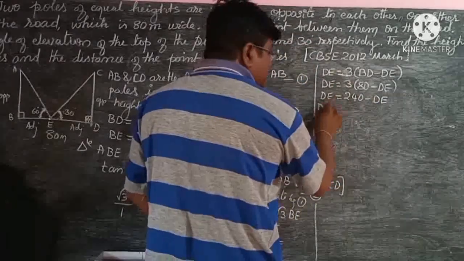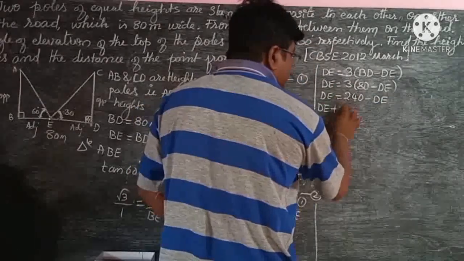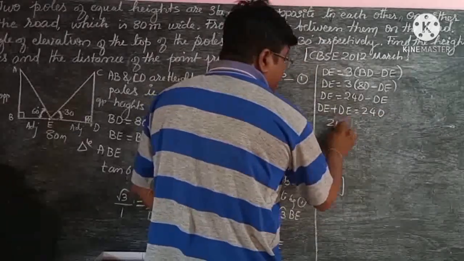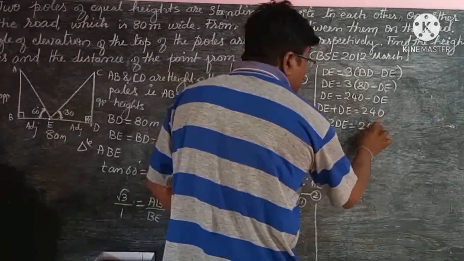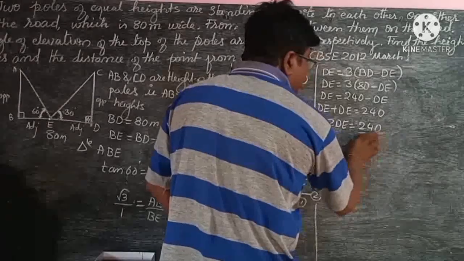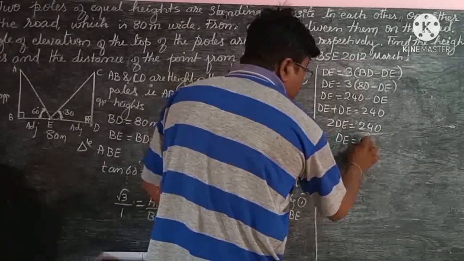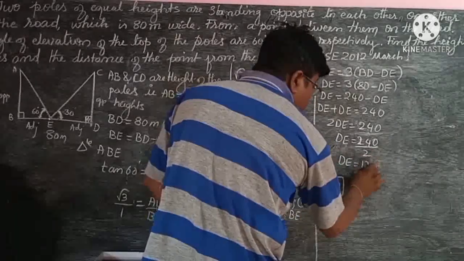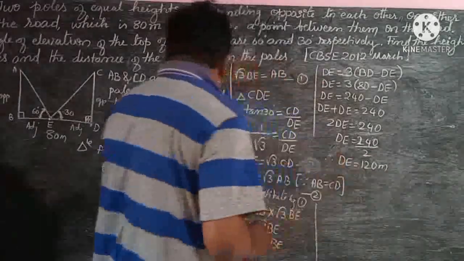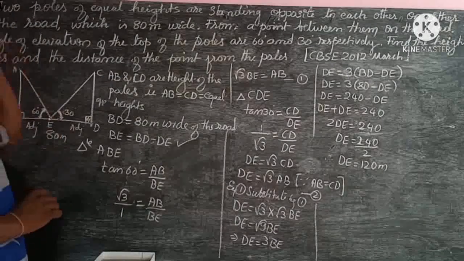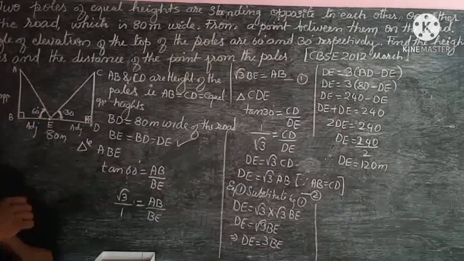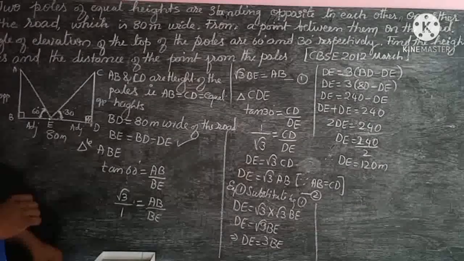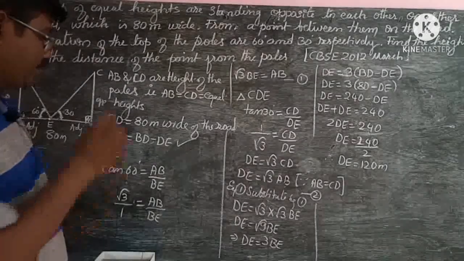So you can transpose: DE plus DE is equal to 240, 2DE is equal to 240, therefore DE is equal to 240 divided by 2. Therefore DE length is 120 meters. Is it right? So DE value is 120.